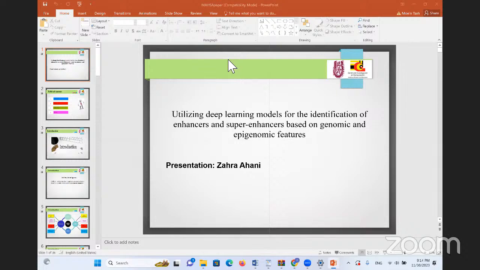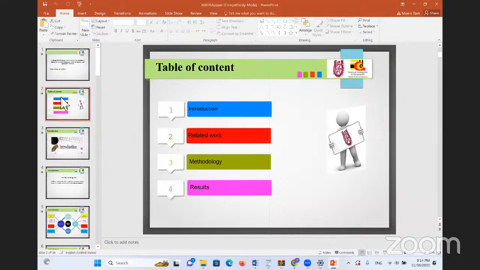Hi, I'm Zahra Hani. I would like to present my work on utilizing deep learning models for the identification of enhancer and super enhancer based on genomic and epigenomic features. Next slide, we have the table of contents. We have introduction, related work, and methodology and result.